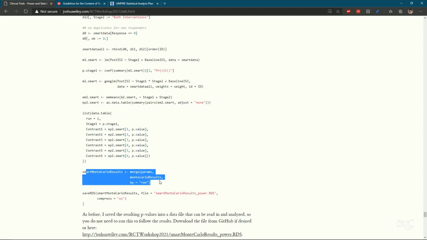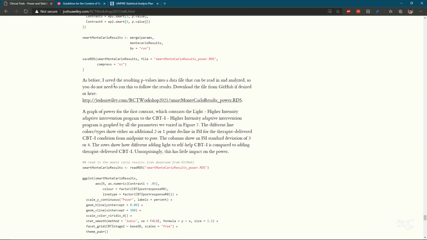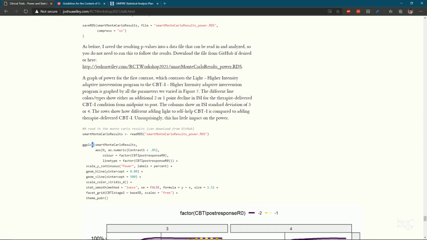Run that, merge it in with the rest of our parameters so we know which condition they belong to, and save the results. As before, I saved that into a data file. You can download it here if you want to be able to play with it, but you don't want to run it on your computer for 6 minutes or 2.5 hours or however long it takes. So we can read that in and we plot the results.